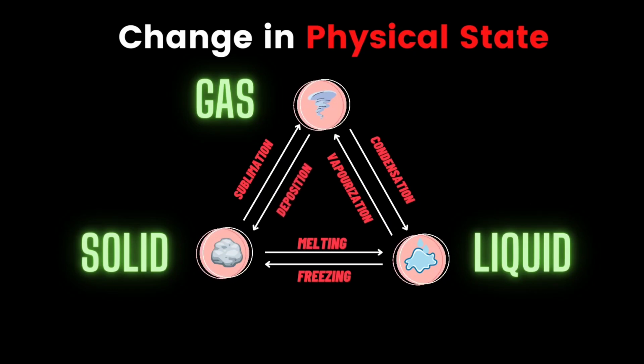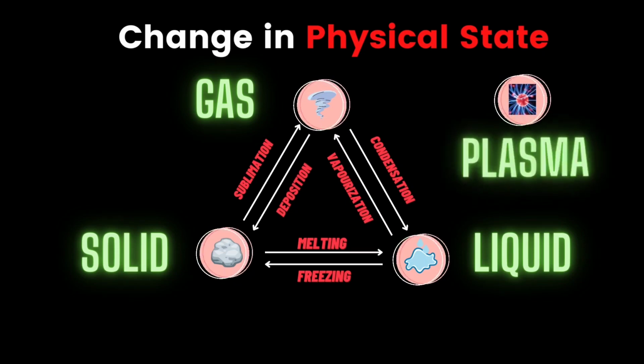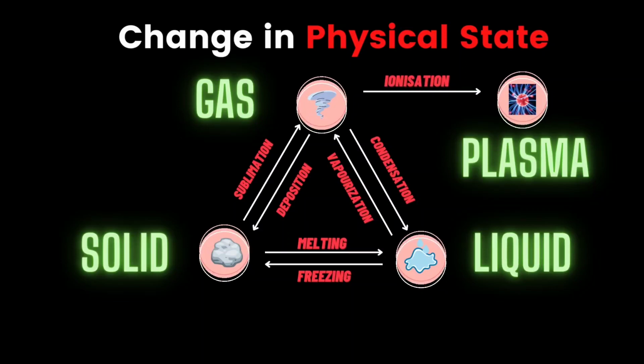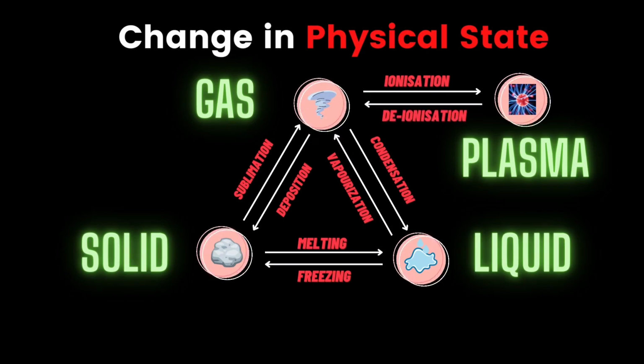Now, can we link these three basic states of matter with the other artificial states of matter? Yes, we can. If we increase the temperature furthermore in the gaseous state, it will eventually reach the state called plasma. This process is called ionization, simply because of the fact that plasma is actually an ionized gas. And if we decrease the temperature from plasma, it will go back to the gaseous state, and this process is called deionization. We are now moving on to the second part of this video.